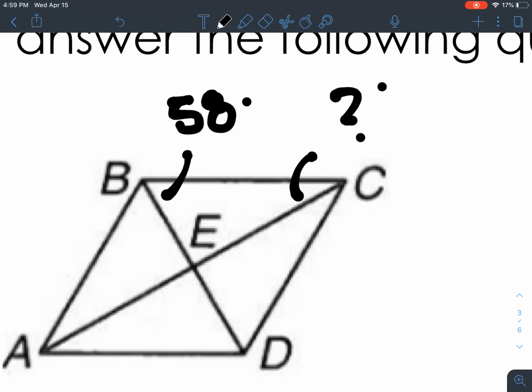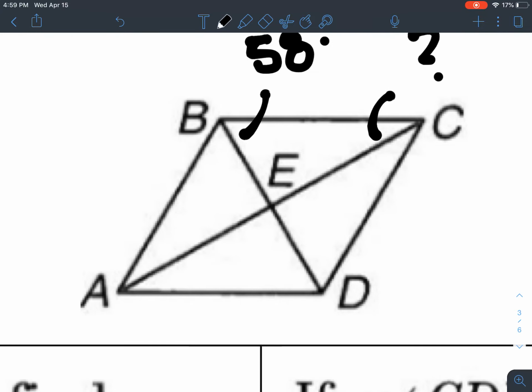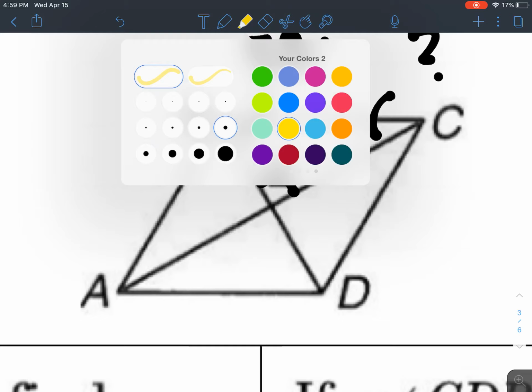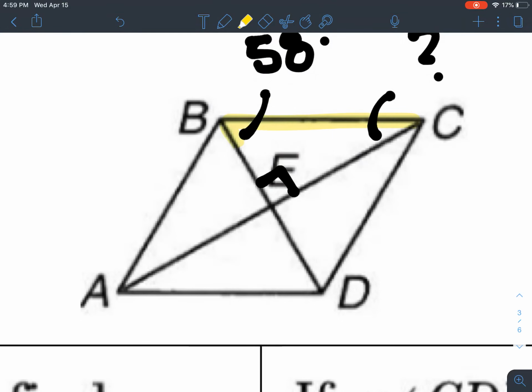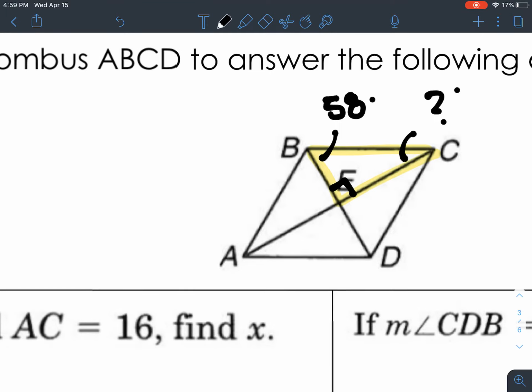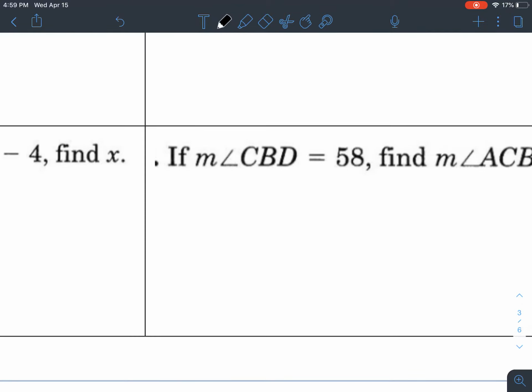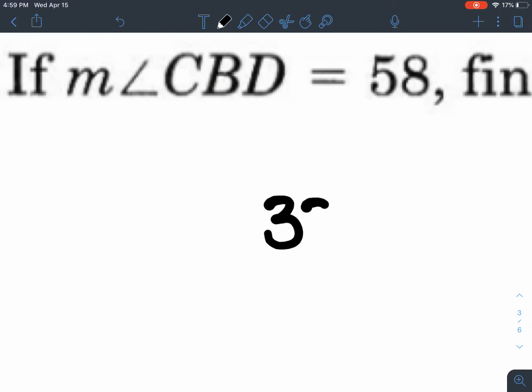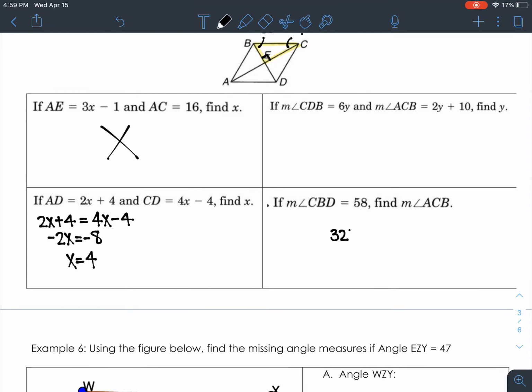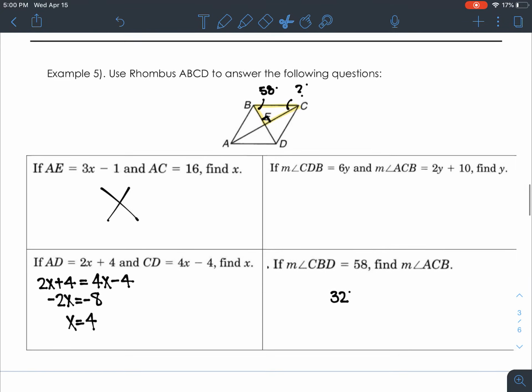So what do we know about the diagonals of a rhombus? Well, what we know is that they're perpendicular, which means that that has to be a 90-degree angle, which means that this is now a lot easier. I have to find that missing angle of that triangle, which means that they have to add up to 180 degrees. So adding those together and subtracting them from 180, that's going to give me 32 degrees for that angle. Easy.